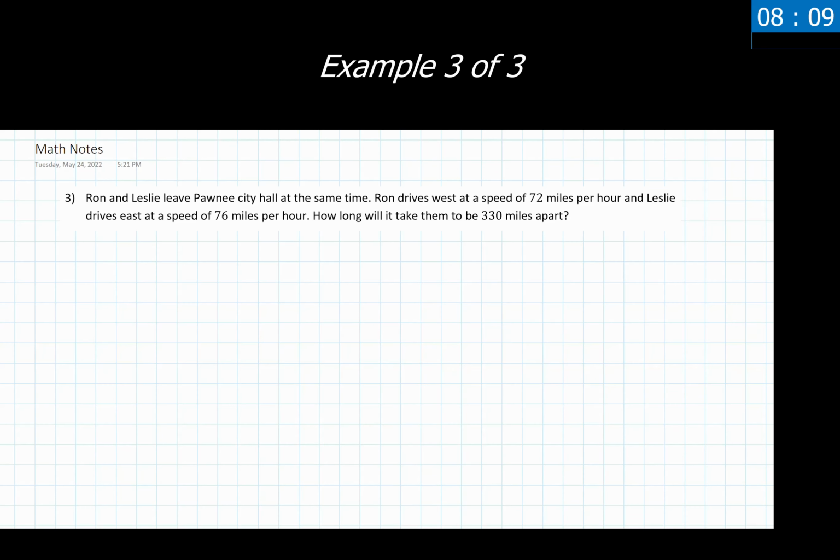In our third and final problem, we are told that Ron and Leslie leave Pawnee City Hall at the same time. Ron drives west at a speed of 72 miles per hour, and Leslie drives east at a speed of 76 miles per hour. How long will it take them to be 330 miles apart?